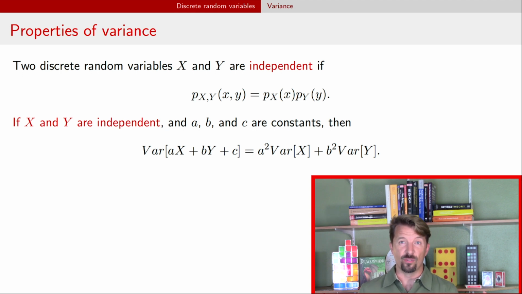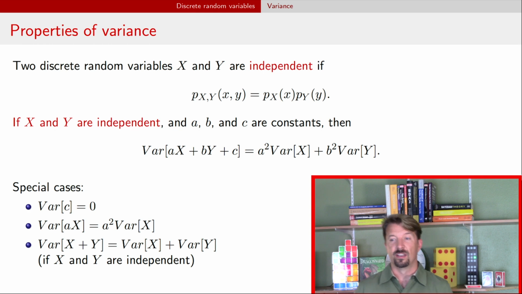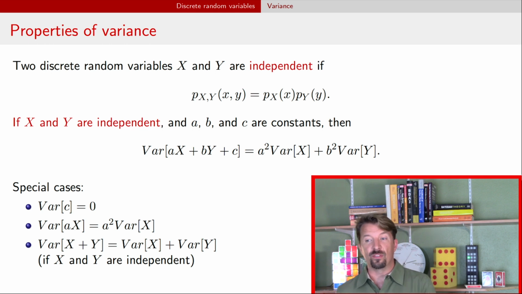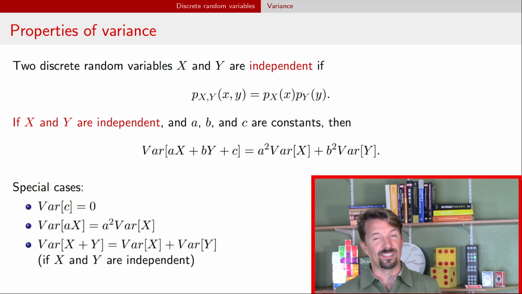So again, this is the general formula. For the formulas that are a little more specific, we have that the variance of a constant is 0, right? If it's a constant, it doesn't vary, so the variance is 0. If you have the variance of a constant times a random variable, when you pull that constant out, you have to square it. If you have the variance of the sum of 2 random variables, then it's the sum of the variances if the 2 are independent.